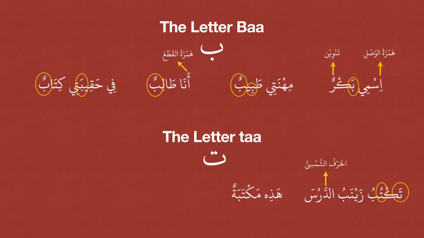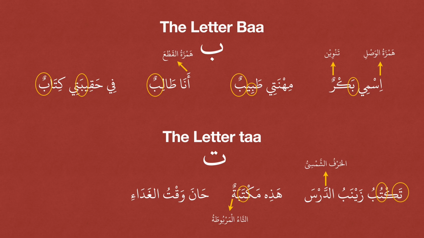In this sentence, we have letter Ta here. At the end, we have Ta al-marbutah in attached form, which we have learned already. If I were not to stop at the end, I would have pronounced it as Ta. Since I am stopping at it, I will not pronounce it as Ta. Instead, I'll pronounce it as Ha.